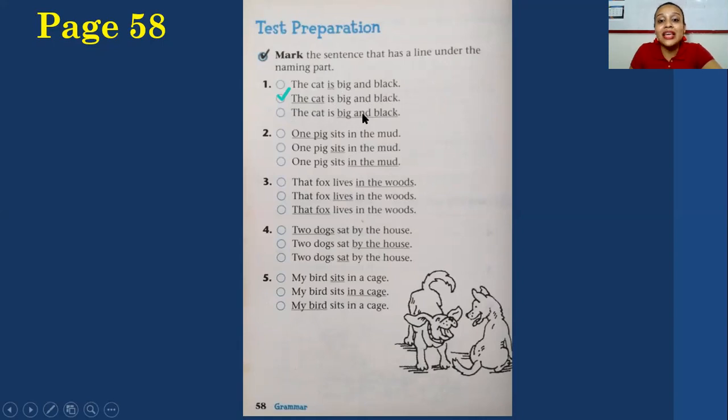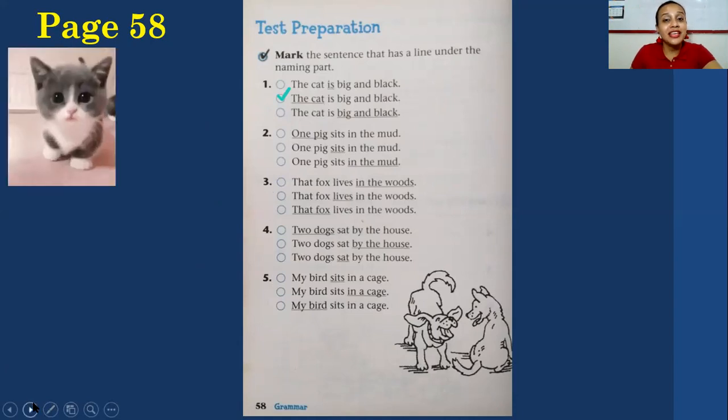The cat is big and black. Are big and black subjects? No, they are adjectives. They are describing the subject. So they aren't a naming part of a sentence. So that's what you're going to do in exercises 2, 3, 4, and 5. You will select the correct sentence that has the correct naming part or subject. Remember, not all the words that are underlined are the naming parts of a sentence. So you have to choose the right one, okay?